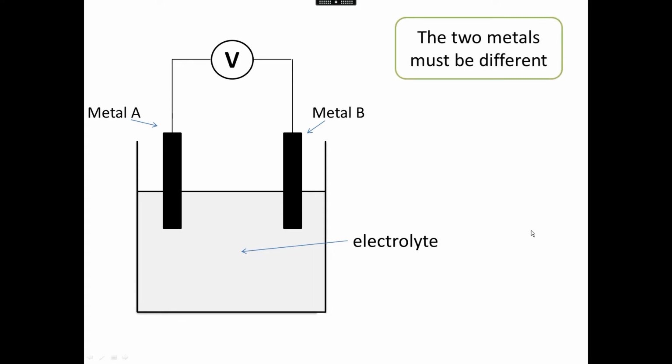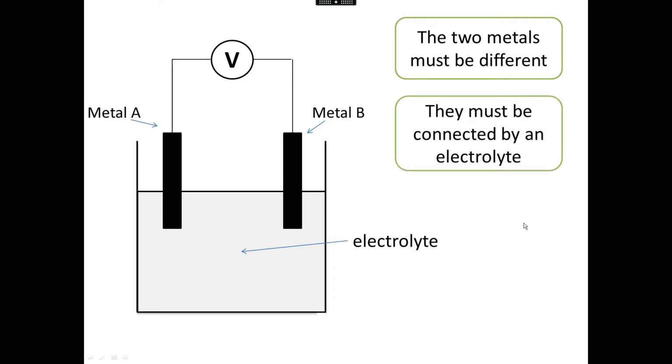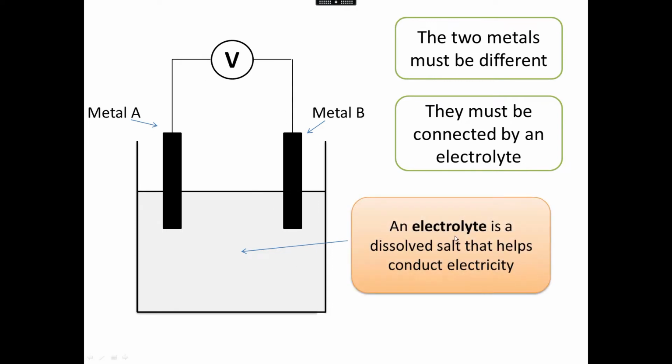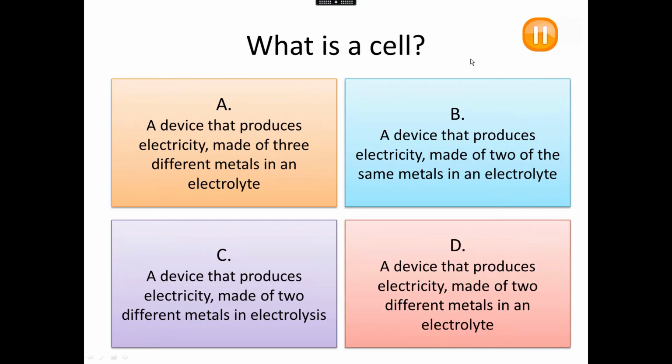Now the two metals need to be different. If you use the same metals, you get zero voltage, zero potential difference, right? But the two metals need to be placed directly into contact with the electrolyte. And this forms what we call a cell. And as I mentioned before, an electrolyte is a dissolved salt, ions dissolved in water. Now, what do we mean by a cell? Pause the video and decide if you think it's A, B, C, or D.